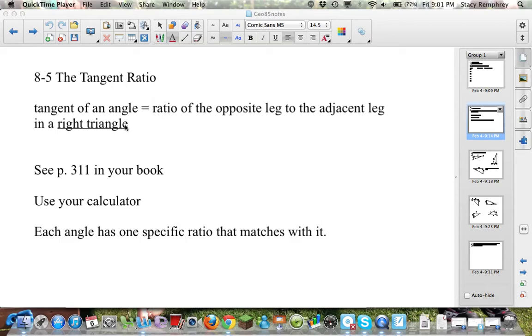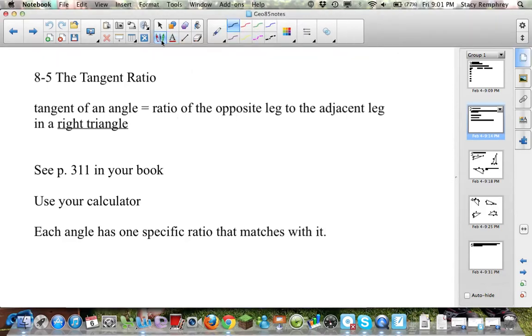Again, this only works for right triangles, and the tangent of an angle is called the ratio of the leg opposite to the leg adjacent. Remember again, I can't emphasize enough, this only works in a right triangle. We talked about this a little bit in a previous exploration.